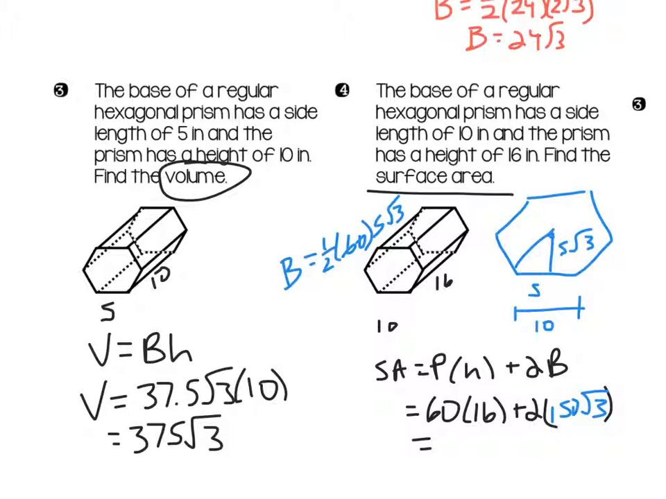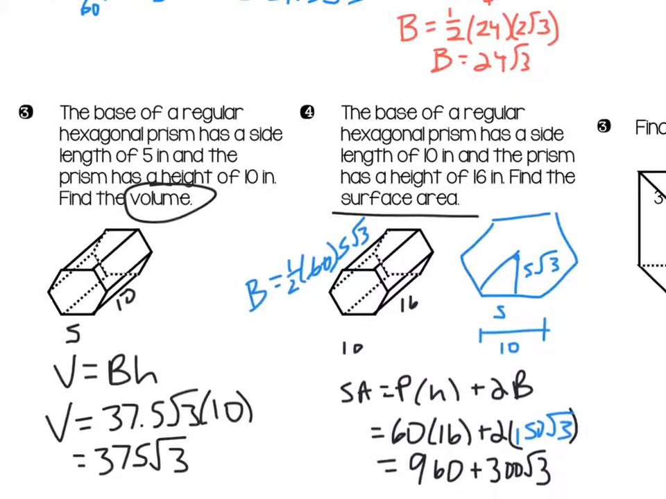Once again, I can't combine things with a square root with things that don't have one, so I have 960 plus 300 square root of 3. So that is how we do it with a hexagonal prism.